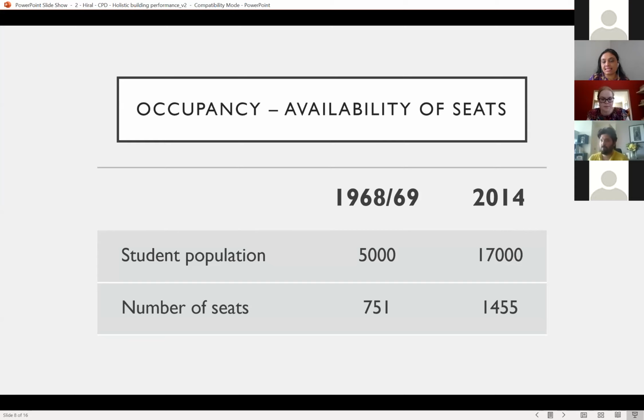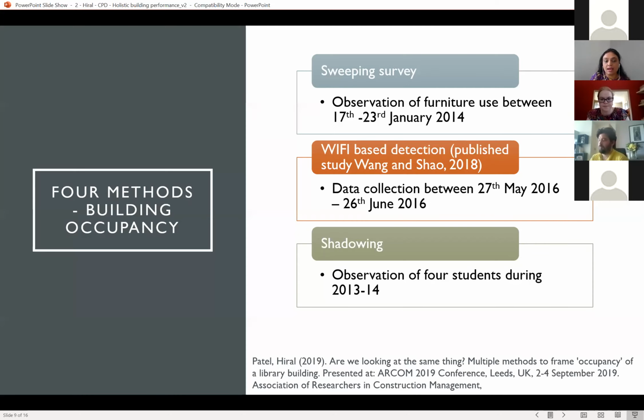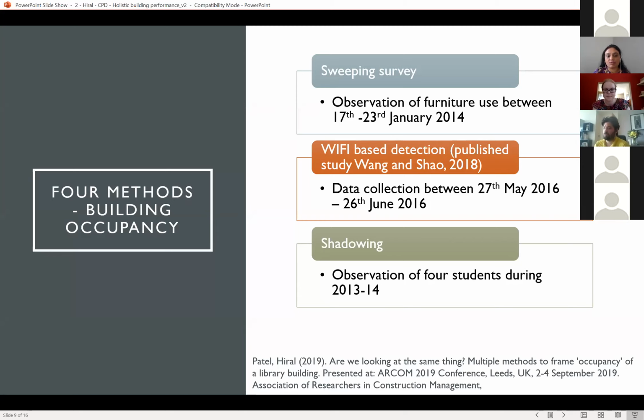However, occupancy is a big matter of concern for libraries and for many buildings, like office buildings. So during my fieldwork, I used 4 methods to study the occupancy of the library building. One of them is a sweeping survey. What I did was I went around the building 4 times a day for a week, making an observation of which seats in the building are occupied on the floor plan.